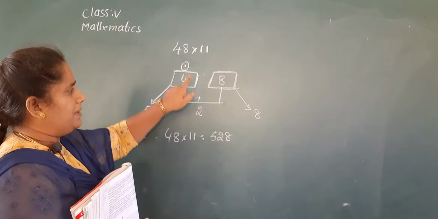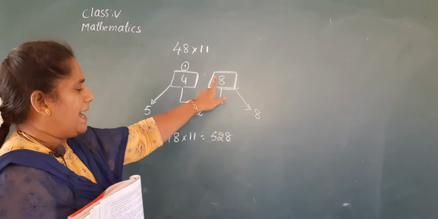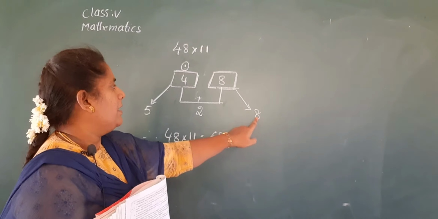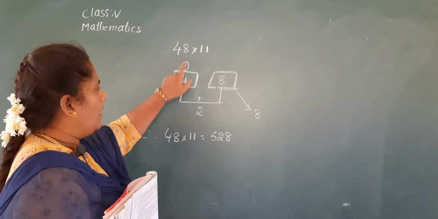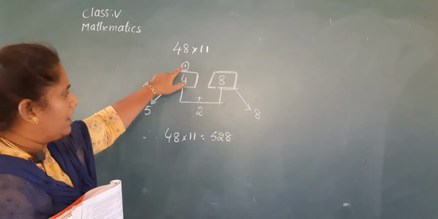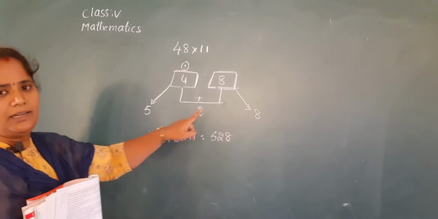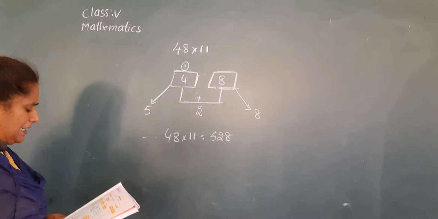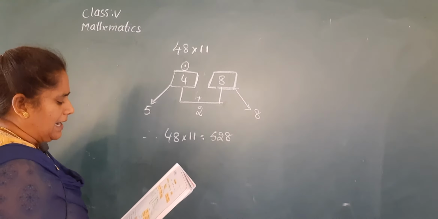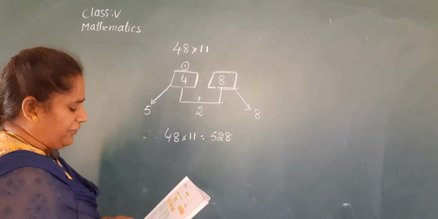So how do you multiply the given number by 11? First you write the number in the boxes. Now you write the ones place digit. Then you add the two numbers and get 12. Carry one and write 2. Then 1 plus 4 is 5. 528. So this is the multiplication by 11.